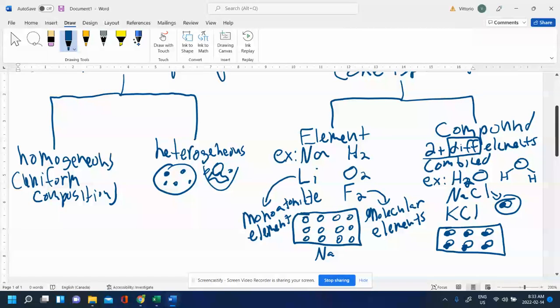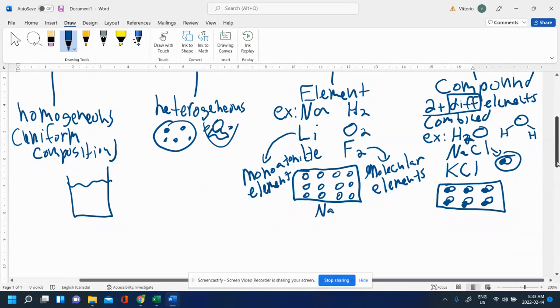So if you've ever seen salt dissolved in water, you have a mixture there, but it looks like just pure water because you can't see the salt, but it's actually a mixture. So salt dissolved in water. I'm going to write NaCl dissolved in water. That's an example of a homogeneous mixture that we sometimes call a solution as well.